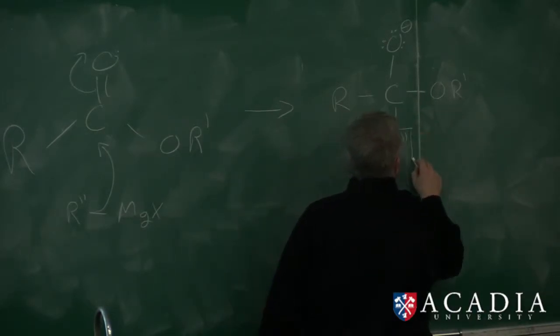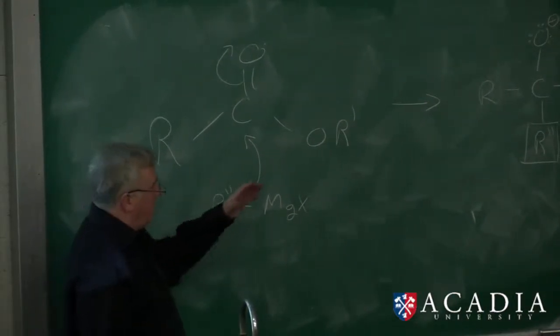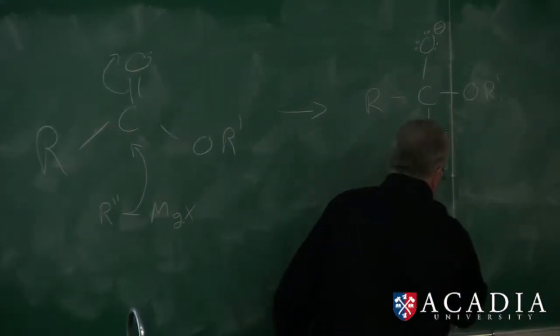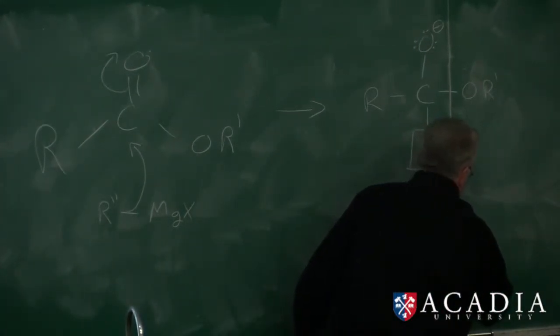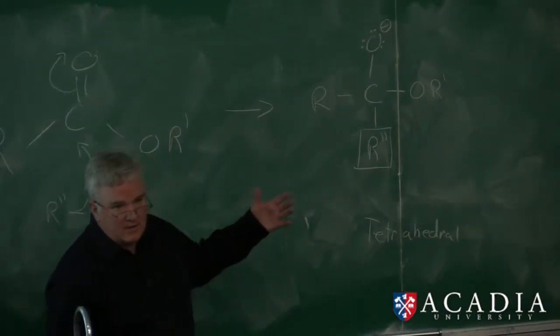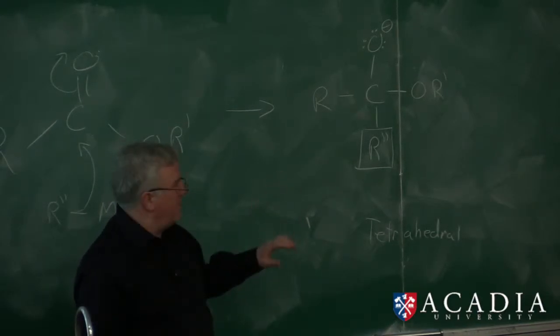So we've added this to this molecule. We've formed what we call our tetrahedral intermediate. This is a specific kind of reaction which we will be revisiting with many different types of nucleophiles. It's called nucleophilic acyl substitution, the first step of this reaction.